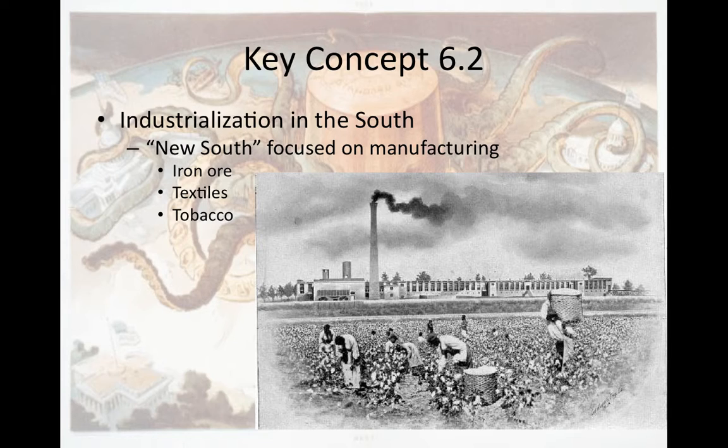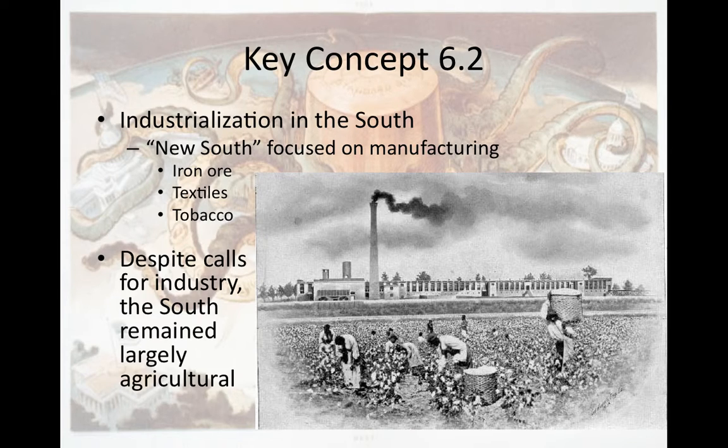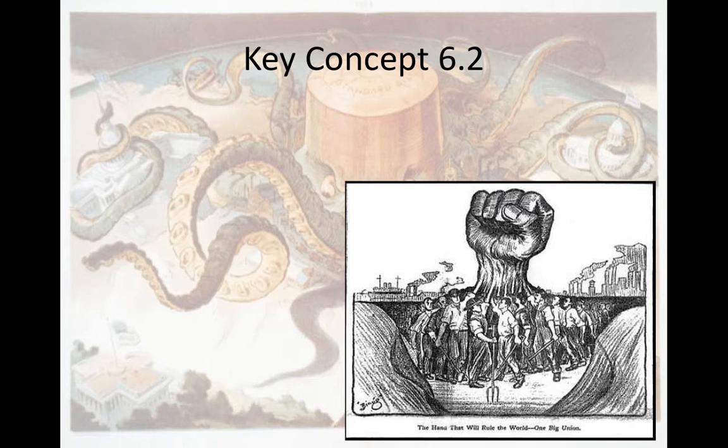And the good thing about that, if you're a textile factory owner, is that Southerners usually work for really cheap because very few of them own plantations, contrary to what Gone with the Wind would want you to believe. And then finally, tobacco, which is also in abundance in the South, is something being mass produced during this time period. Now, despite this New South, and I use air quotes there, the South remained largely agricultural. If you were poor in the South, you were a sharecropper. You didn't benefit largely from this new industrial economy.